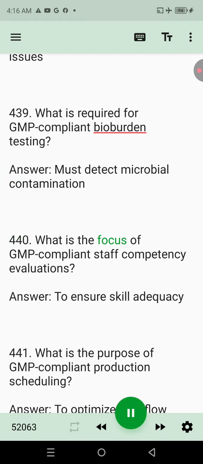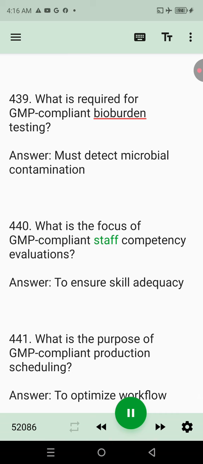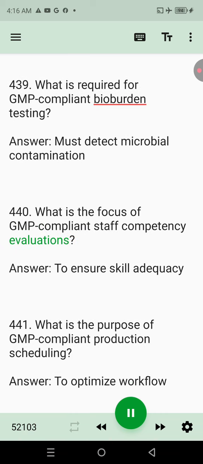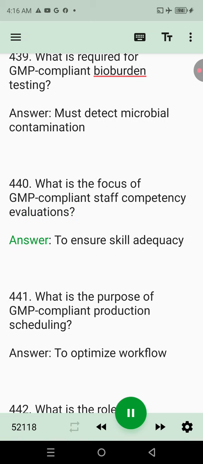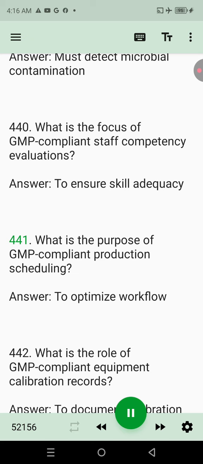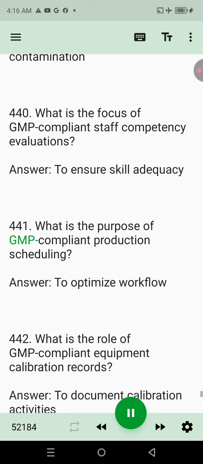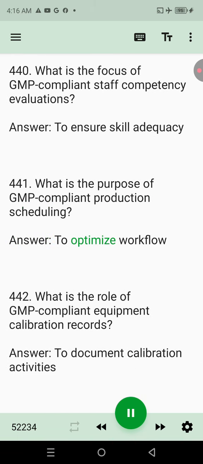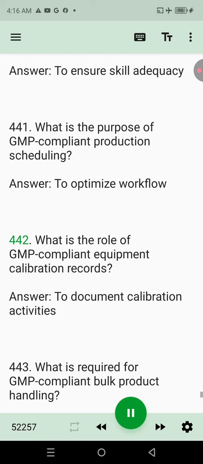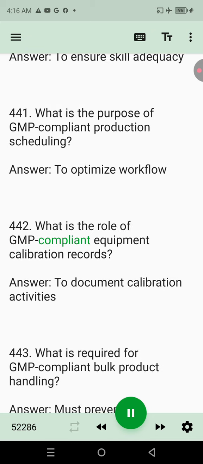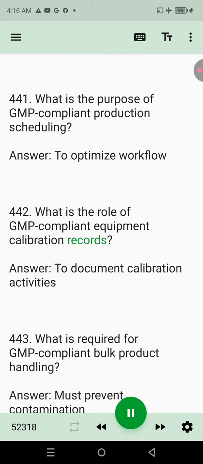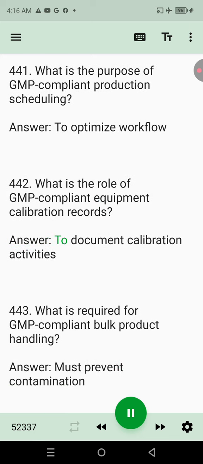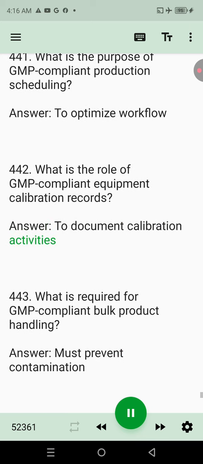440. What is the focus of GMP-compliant staff competency evaluations? Answer: to ensure skill adequacy. 441. What is the purpose of GMP-compliant production scheduling? Answer: to optimize workflow. 442. What is the role of GMP-compliant equipment calibration records? Answer: to document calibration activities.